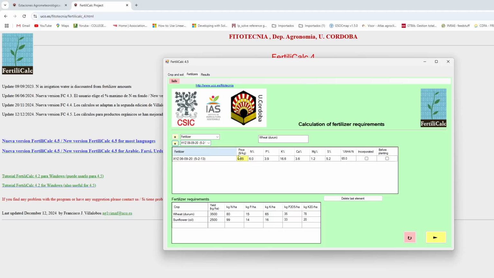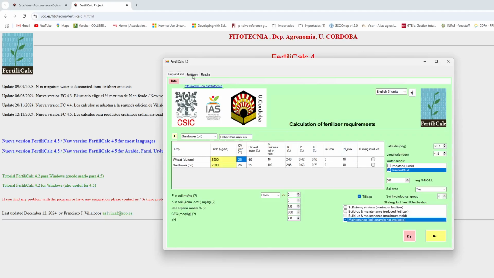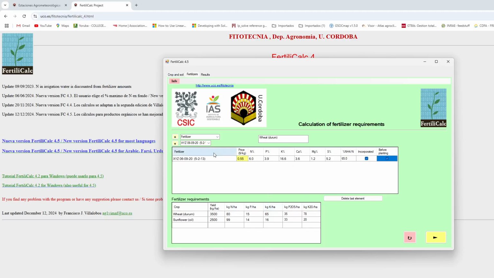We click on plus, and this would be a complex fertilizer applied before planting and incorporated into the soil. The idea is that this fertilizer should supply all the phosphorus, all the potassium, and a maximum of 40%, because we had selected a value of 40 in the previous window, maximum of 40% before planting.